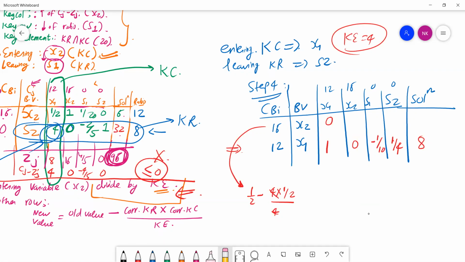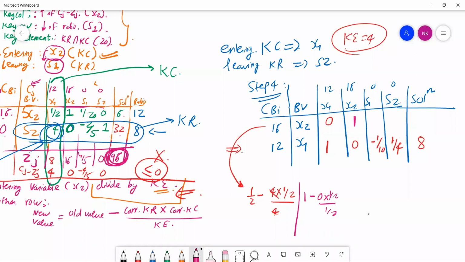Now the second value that we would be calculating: the previous value was 1, minus corresponding to the key row, it's 0, multiplied by corresponding to the key column, it's 1 by 2, divided by key element, it's 1 by 2. So anything multiplied by 0, it will be 1. Just write 1 over here.